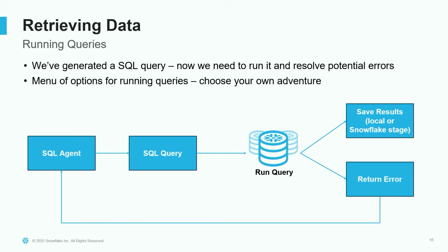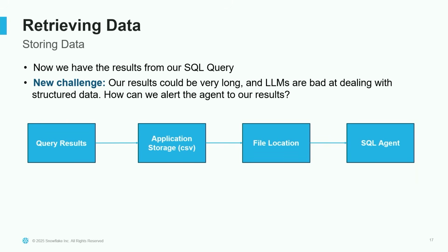You can do it locally. You can do it in a Snowflake stage. Whole menu of options here. So now we have to store the data. Again, the challenge here is that our context is long. We don't want to feed everything into the language model, but we still need to let our agent know that the data is there and that it's somewhere.